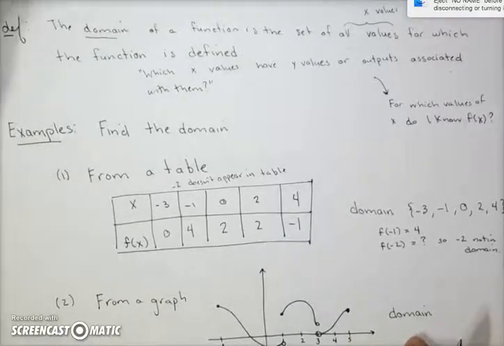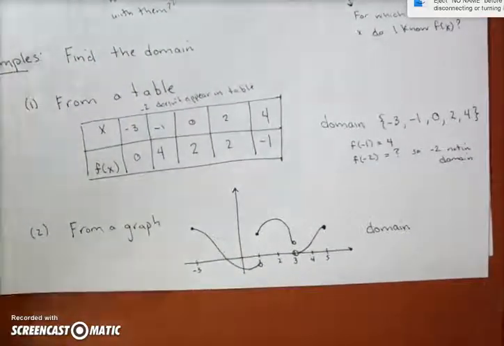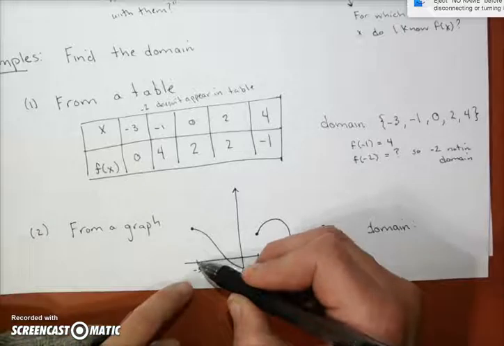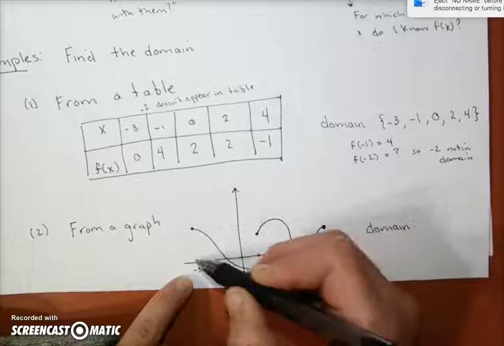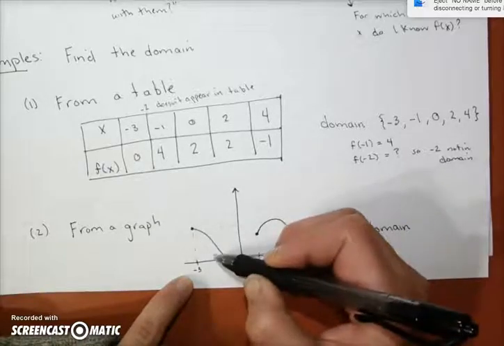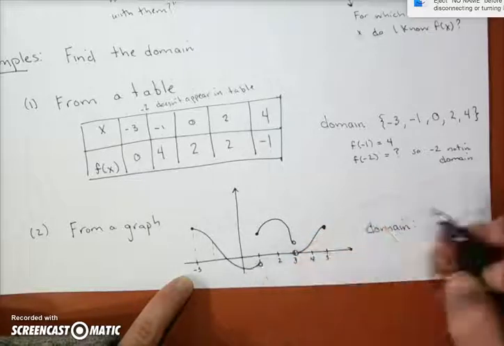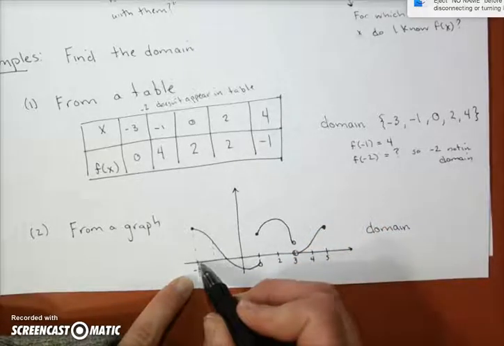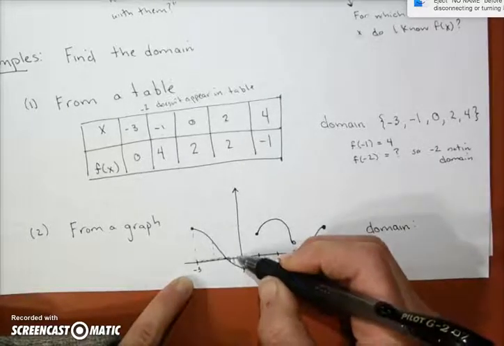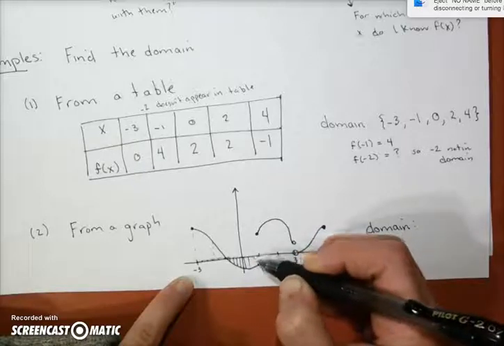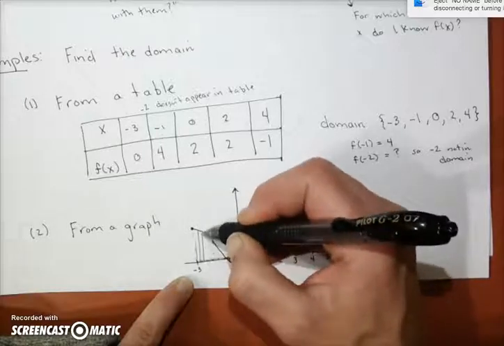And the same principle applies to this graph. If we look at this graph, I could tell you f of -3, it's whatever this y value is. I could tell you f of -2, I could tell you f of -1, I could tell you f of 0. So far, all of these x values are in the domain because they have a y value attached to them that you get by just looking vertically to see what the y value of that coordinate is.